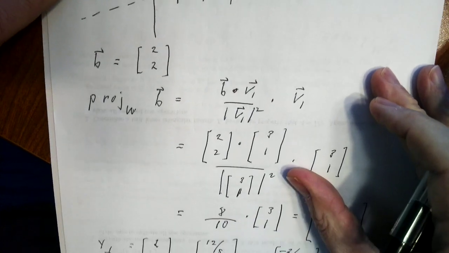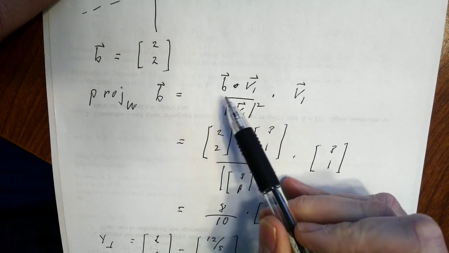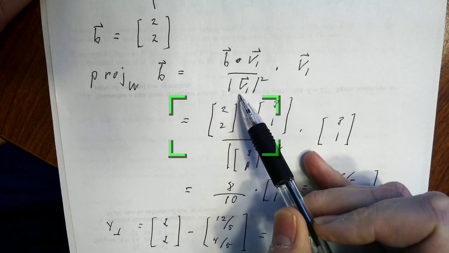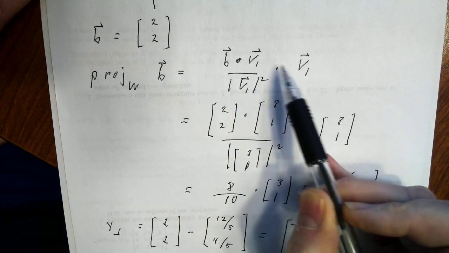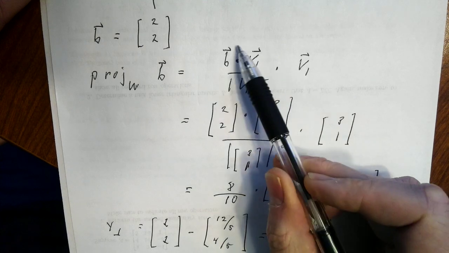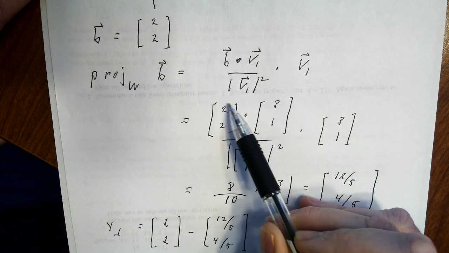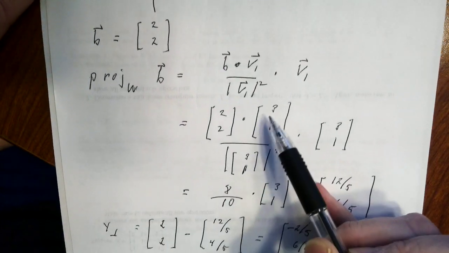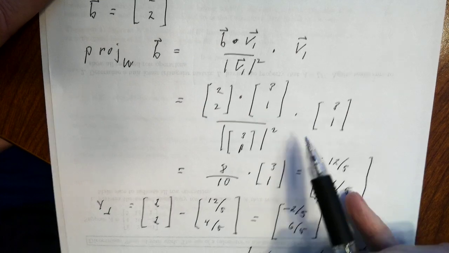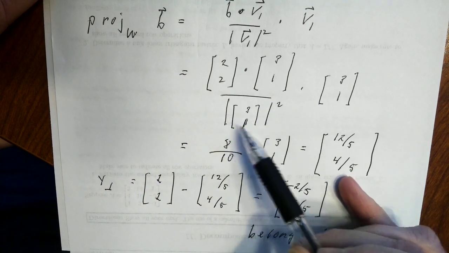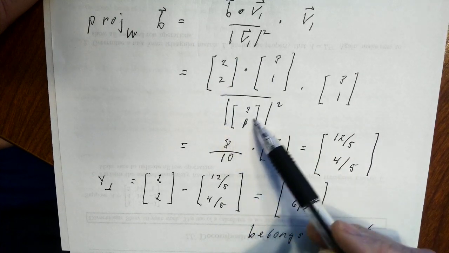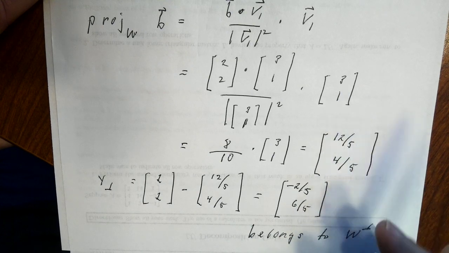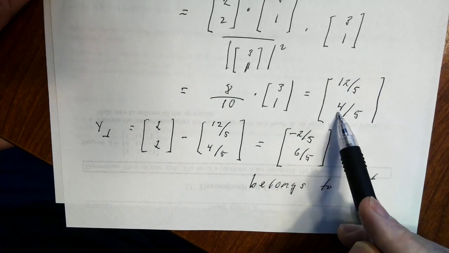So the projection of B onto W would be, because there's only one vector in the basis for W, B dotted with V1 over the length of V1 squared times V1. Now, this is a dot product, and this is just multiplication because this quantity is a scalar. If we take B and dot it with V1, which is 3, 1, and divide it by the length of the vector 3, 1 squared, this whole quantity reduces to 8/10. And I multiply that by the vector 3, 1, so I get the vector 12/5, 4/5.